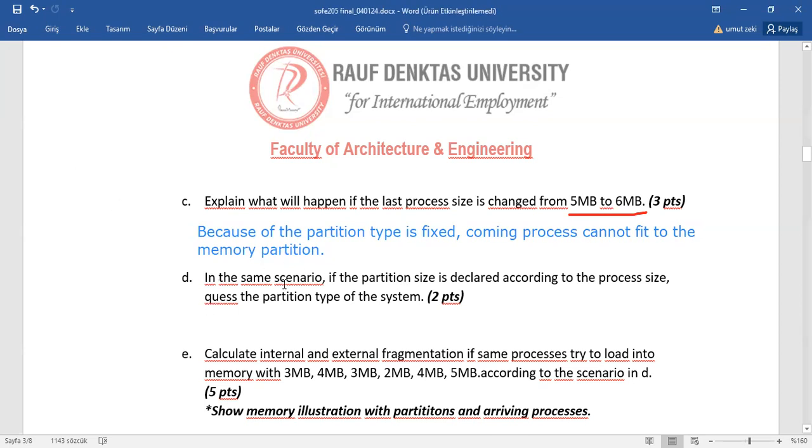So in the same scenario, if the partition size is declared according to the process size, guess the partition type of the system. So in part D, this means that we are not creating the partition size in the beginning. We are waiting for a process to come, and we will create the partition after that. So this is called dynamic partition. Okay, this is the answer of the fourth part.